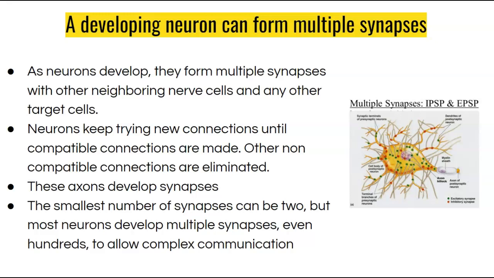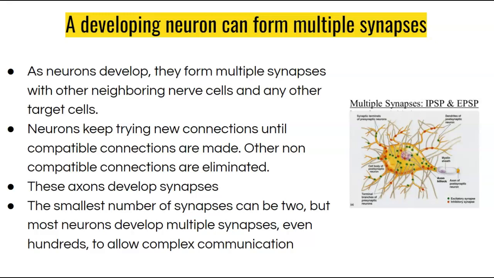So neurons will keep trying new connections until compatible connections are made. They like to make connections. There are so many branches on the axon, so they really can make tons of connections. They like compatible connections, of course. They will, however, try any sort of connection, and if it's not compatible, then those connections will just be eliminated. When the compatible connections are made, the axons develop synapses.